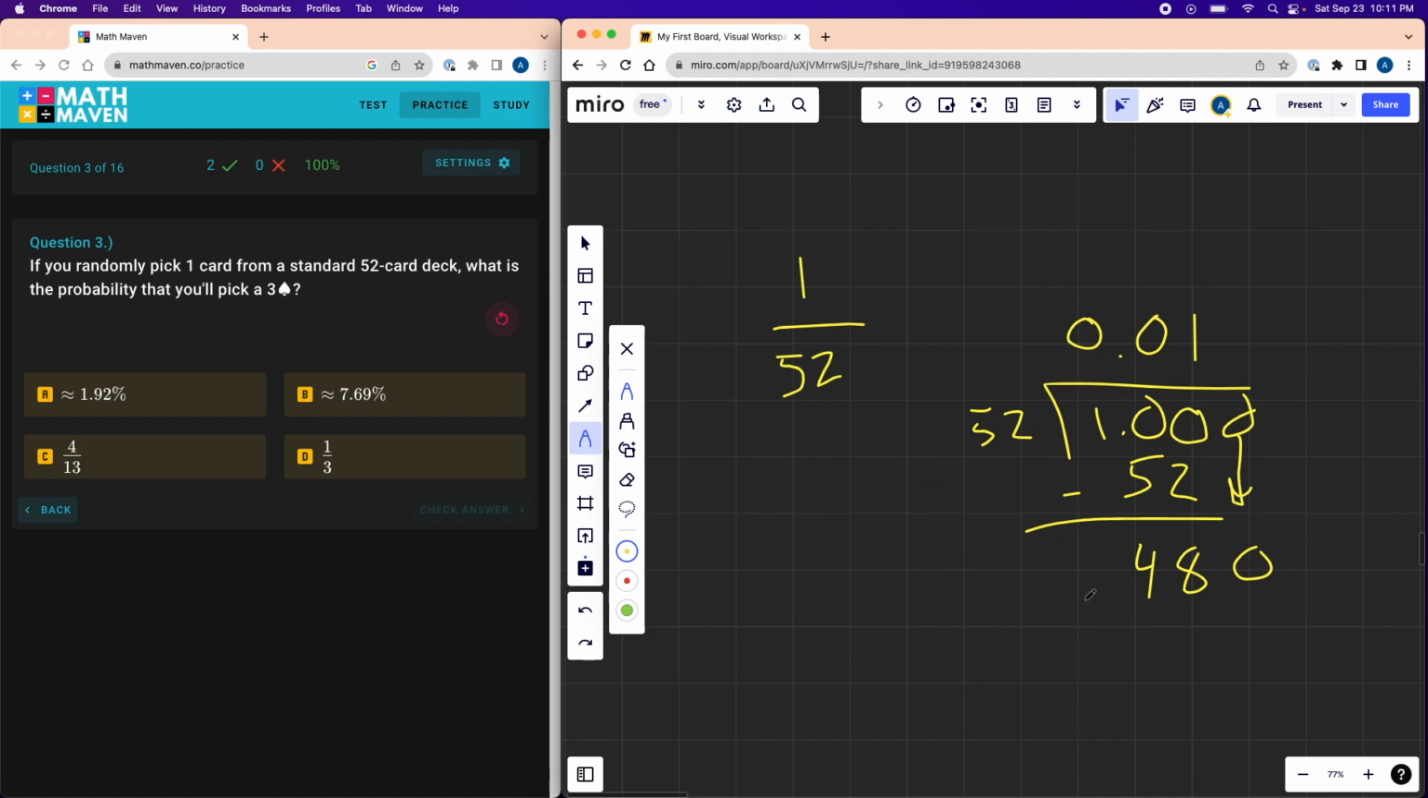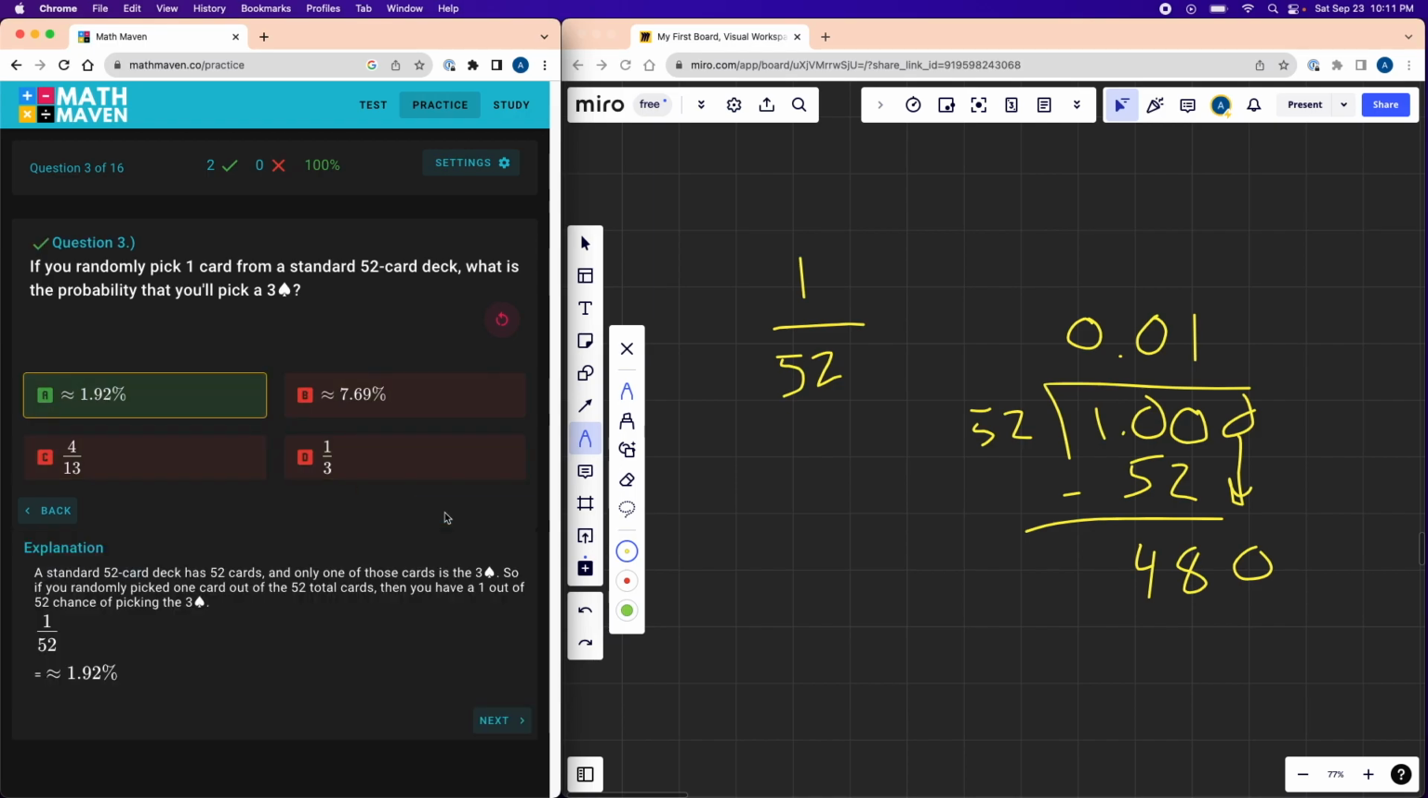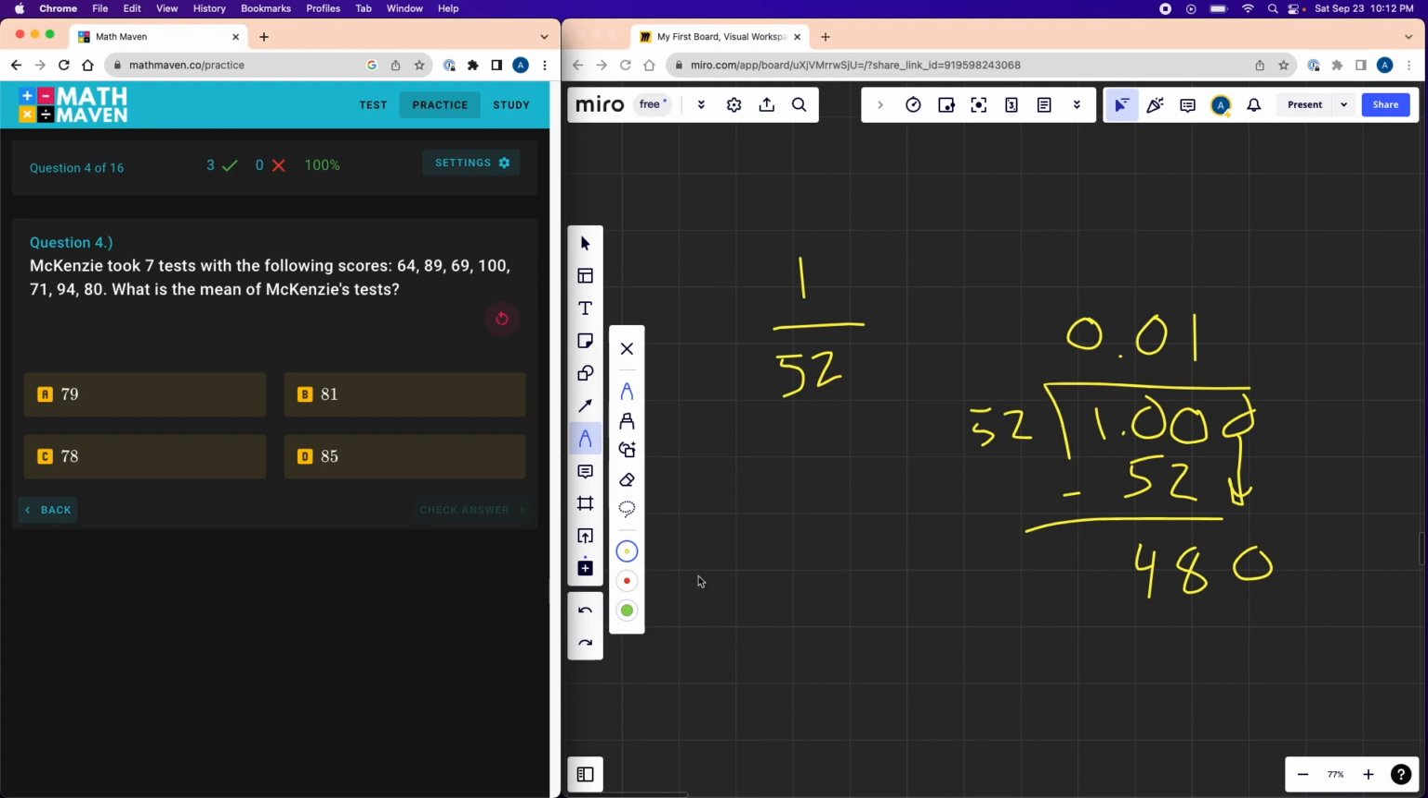But we really don't even need to go that far, because we can already see, if we look at our answer sheet here, we are going to end up with 1%, or probably a little bit greater than 1%. The only answer that would make sense at this point is going to be this 1.92%. So we could probably just go ahead and say that that is our answer. We will check the answer, and it happens to be correct. 1 over 52 converted into a decimal, or into a number, is about 1.92%. Let's move on to the next question here.